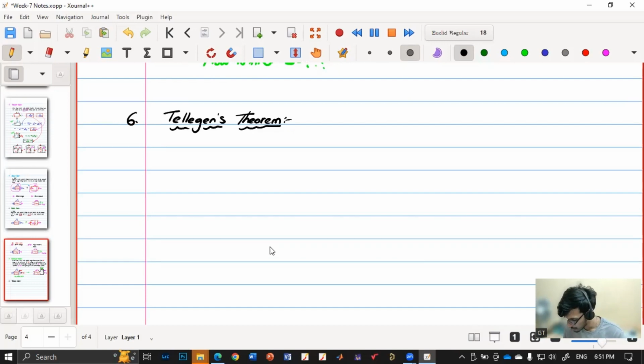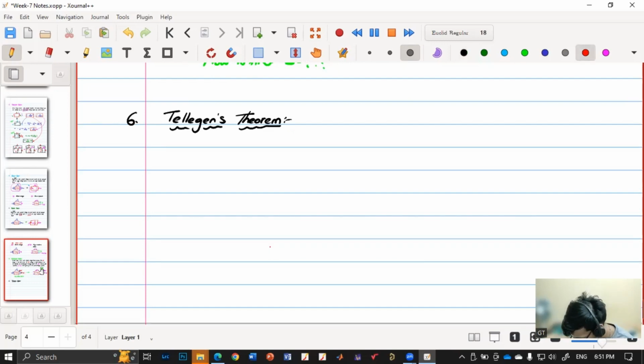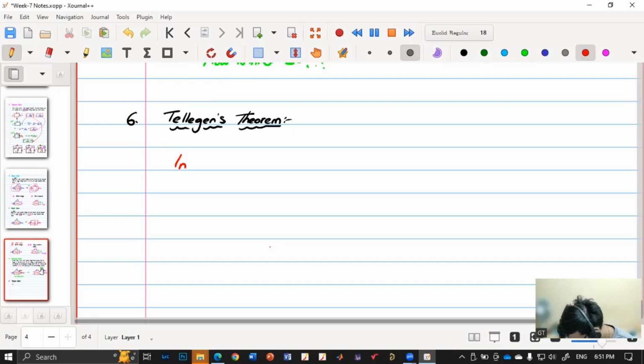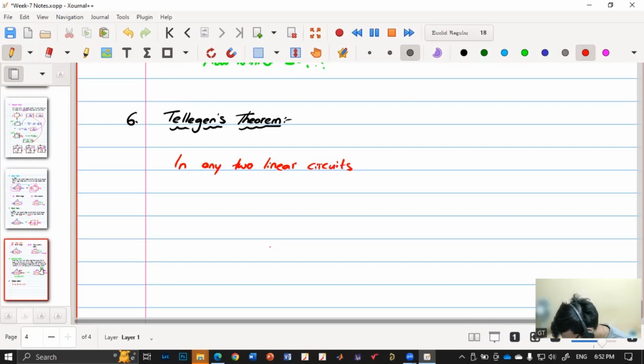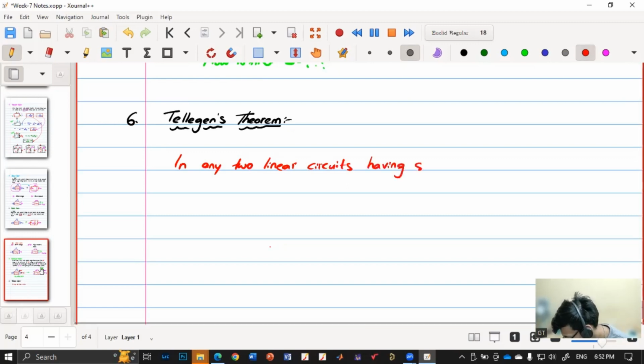We'll come back slowly. So in any two linear circuits having the same graph or topology. This point is clear. Having the same graph or topology.